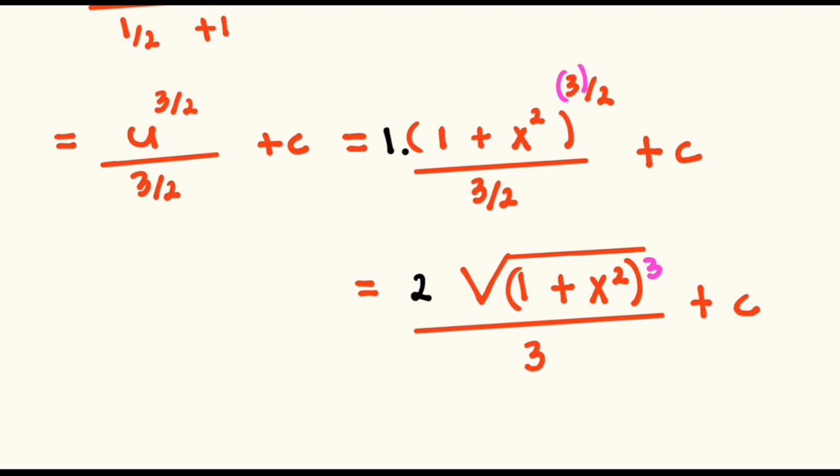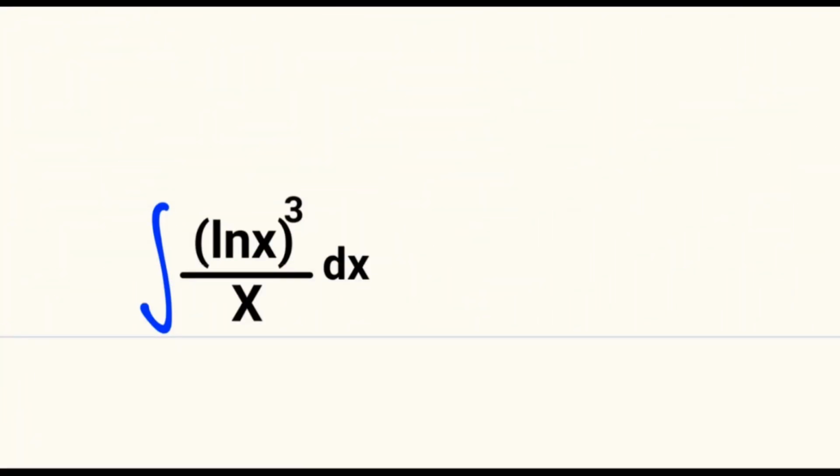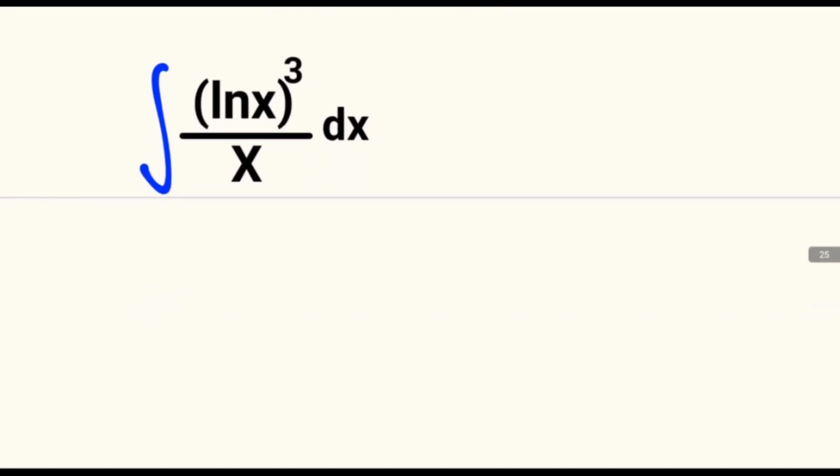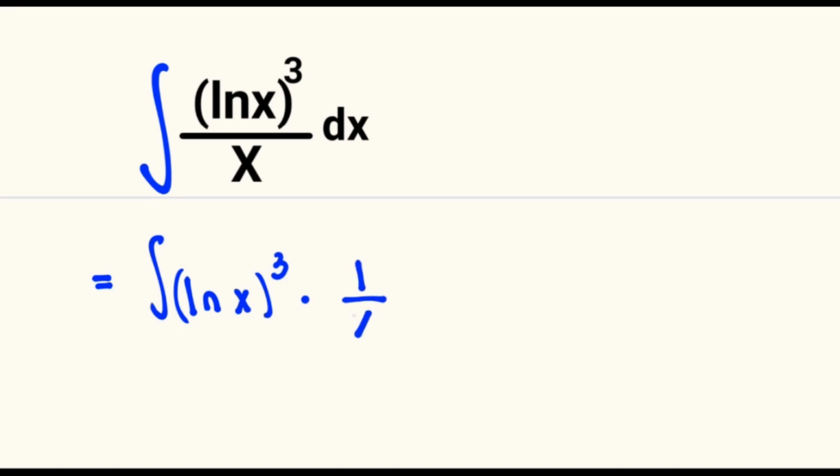For our second question, we have to evaluate the integral of ln x raised to the power 3 divided by x dx. We can rearrange our integral as the integral of the ln of x raised to the power 3 multiplied by 1 over x dx. The derivative of this ln x is equal to 1 divided by x, so we have to use the U sub method.